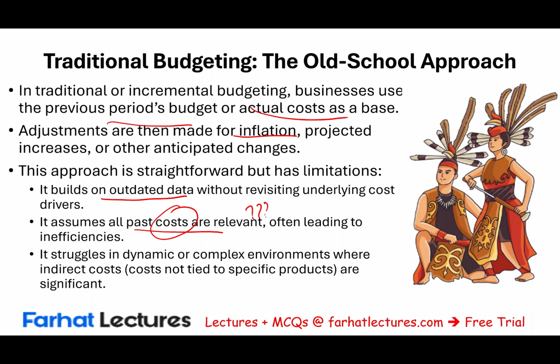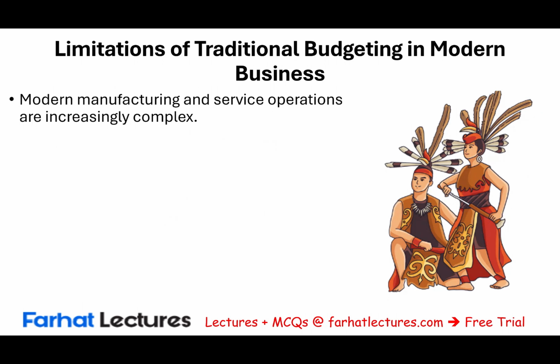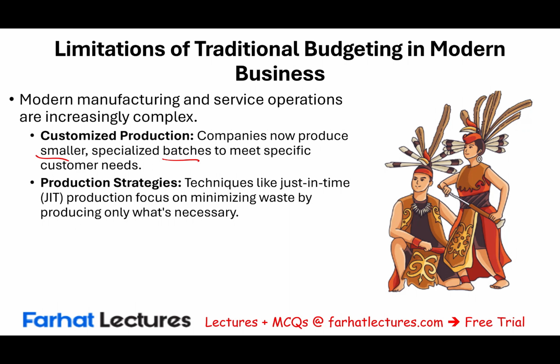It struggles in a dynamic or complex environment. It becomes challenging where indirect costs are significant. When there's a huge indirect cost, how to allocate those indirect costs in a budget becomes a bit challenging for the traditional method. Some of the limitations of the traditional method: in modern manufacturing and service operations, there's more complexity. We have more customized product and customized production. Companies now produce smaller specialized batches that meet specific customer needs. So the product is constantly changing. You cannot take one brush and say this is overhead cost and treat everything the same. Also, production strategies like just-in-time production focus on minimizing waste by producing only what's necessary. The traditional budget does not work very well with that.